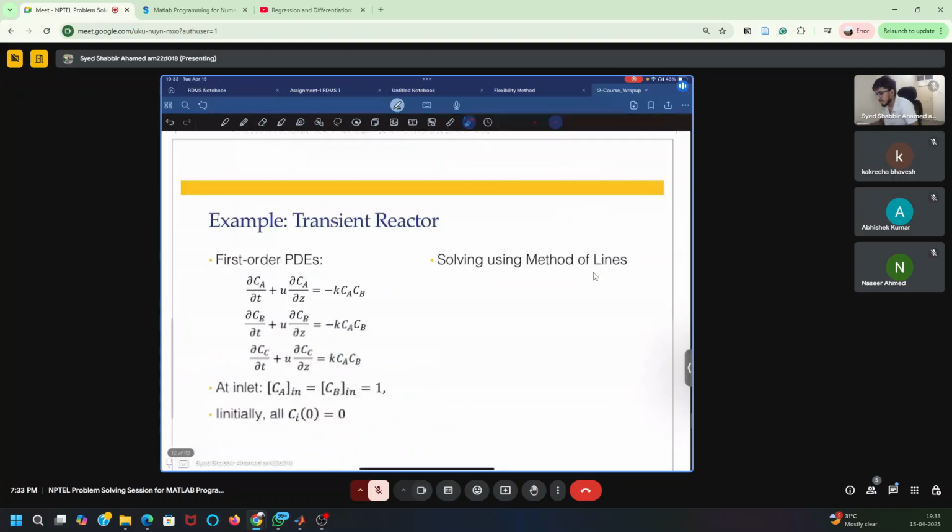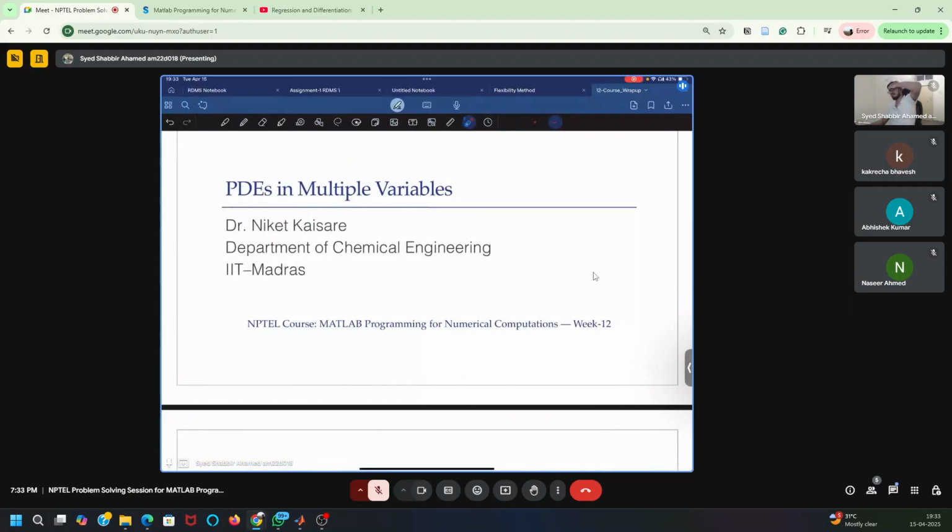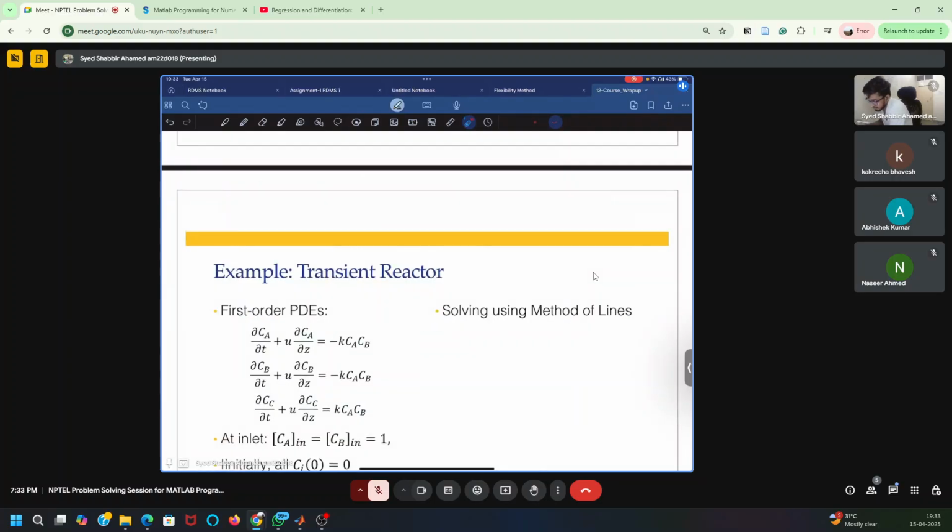And then we have seen PDEs in multiple variables. Okay. In last week, we just had one variable. Only this kind of equation was there, only CA was there. So here we have multiple variables. We have CA, CB, and CC, and we have three transient partial differential equations. So we can solve it using the method of lines.